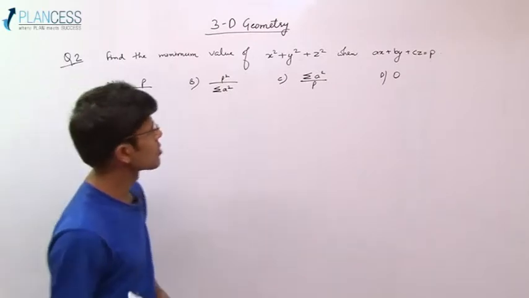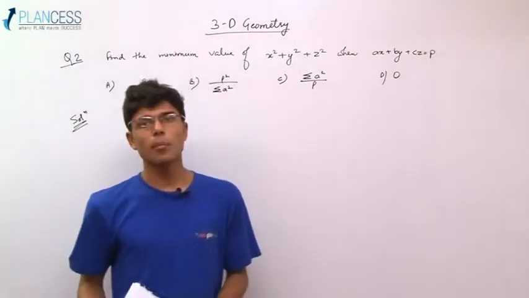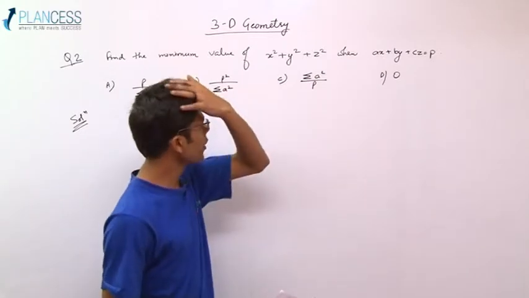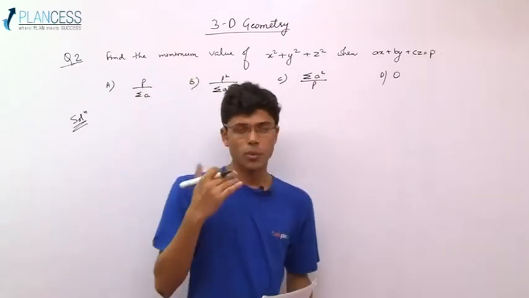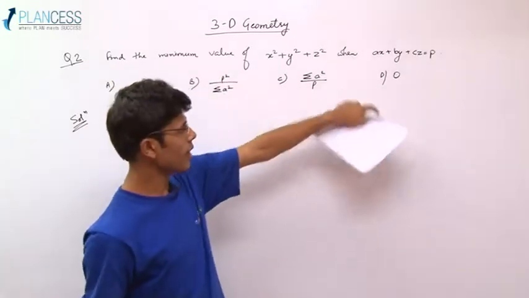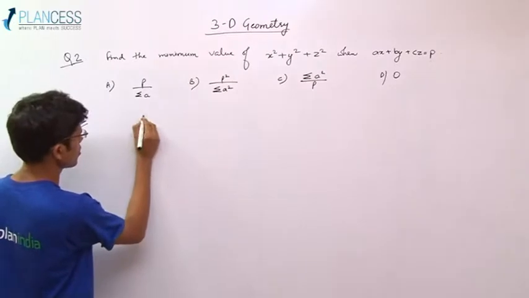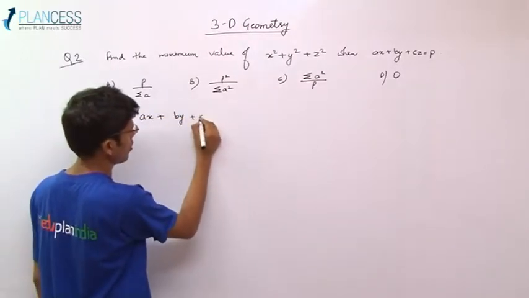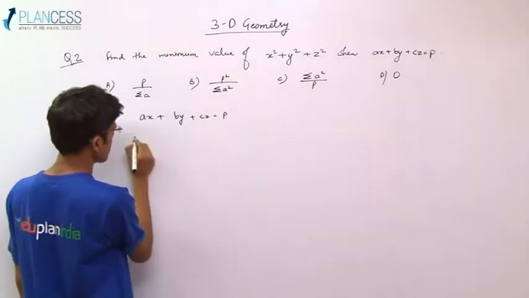Fine. This seems like a completely algebraic question, but it is quite difficult if we try to do it without knowing the applications of 3D geometry. As we can see directly, this is a plane ax plus by plus cz equals p. So let's write it in a proper format. Let's divide it.